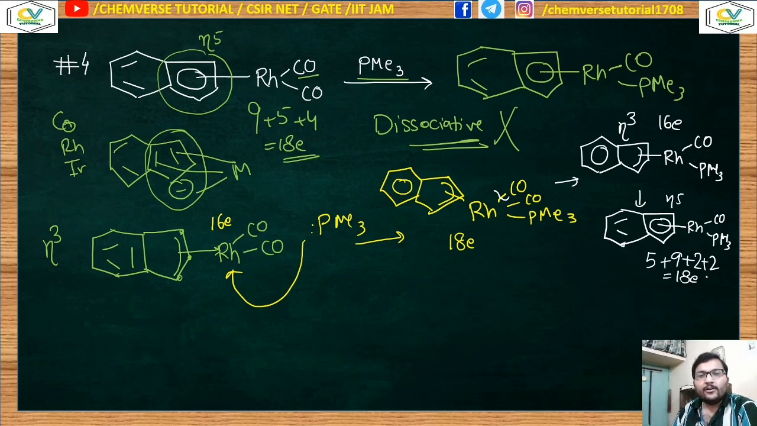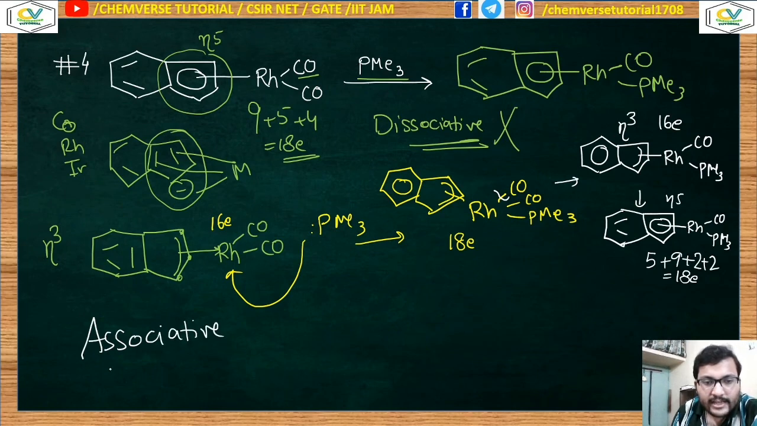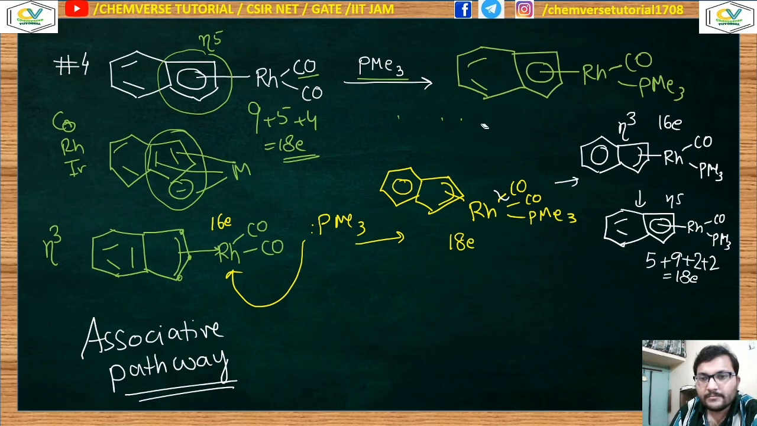It is already a monosubstituted product, but it undergoes the associative pathway. It undergoes via the associative pathway. It's not the dissociative one. So an 18 electron species that has a ligand with the flexibility to change its hapticity, that ligand will help it to follow the associative pathway.